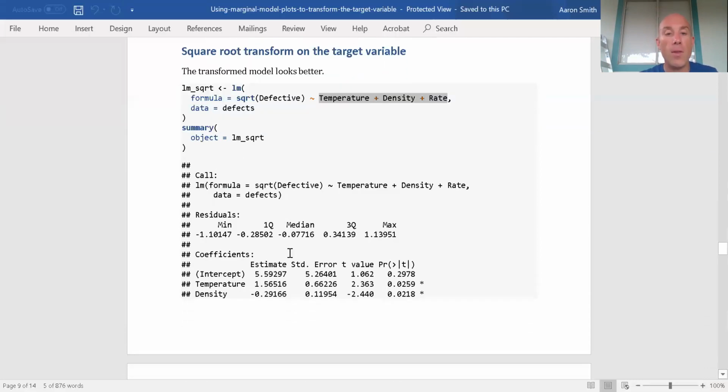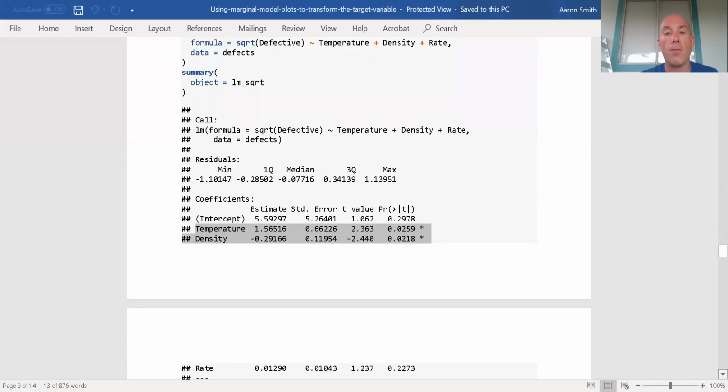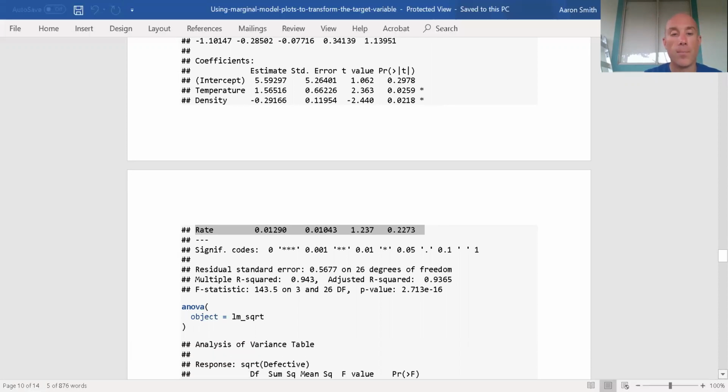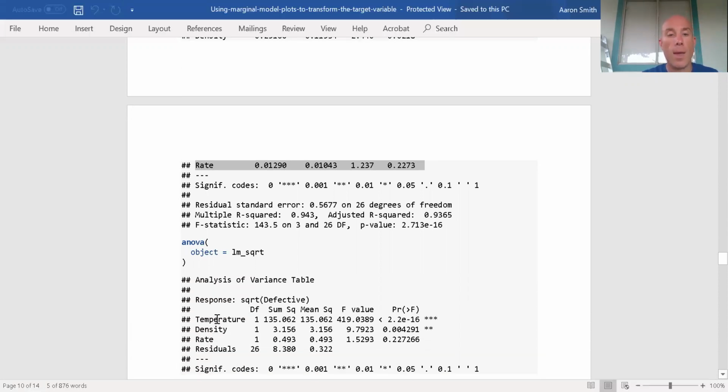Now when I do that, we see that all of a sudden temperature and density become statistically significant at the 0.05 level. Rate is not. And running the ANOVA test says that adding temperature to the constant model is an improvement. Adding density to the temperature model, when we have the square root of the target variable, is a big improvement. But we can see over here that adding rate is not a statistically significant improvement.